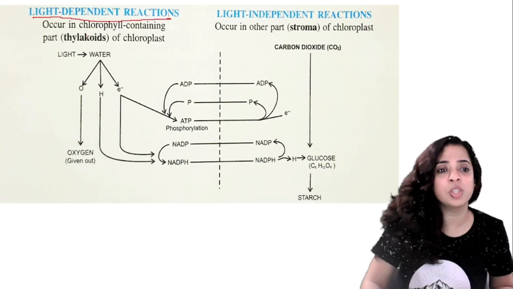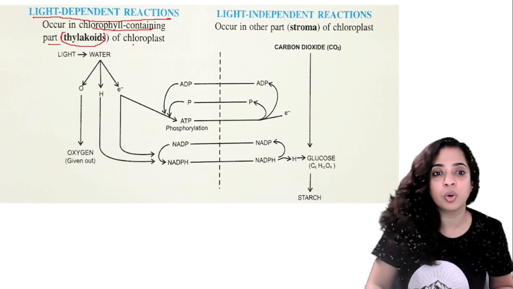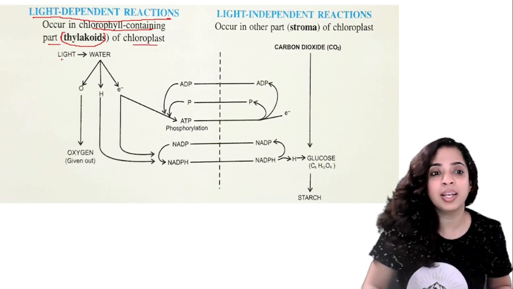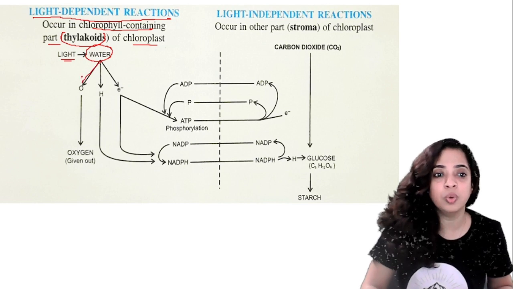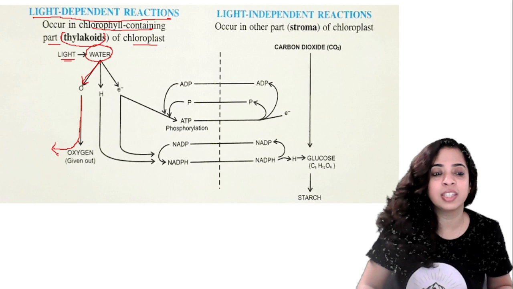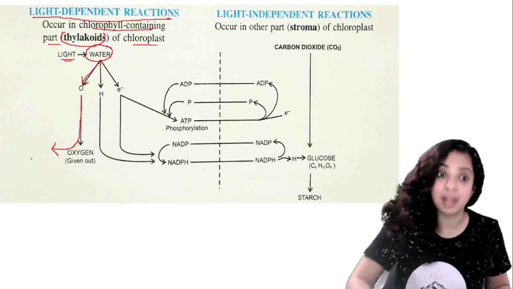Very clear it was. It occurs in the chlorophyll containing part, that is thylakoid of the chloroplast. Here what is happening? Light is used in the splitting of water. Water splits into oxygen. So oxygen is given out. It is taken up by human beings, by animals, and even by plants at night.